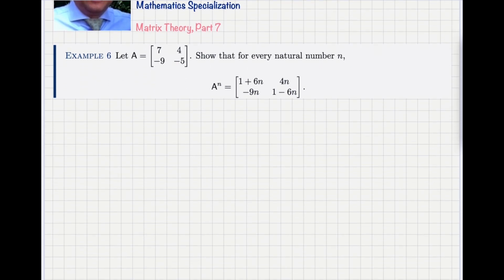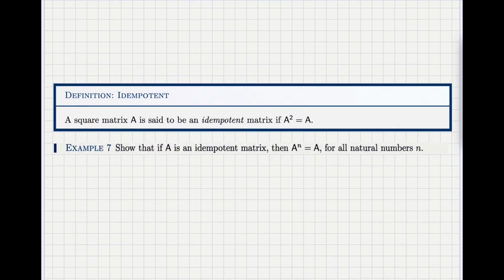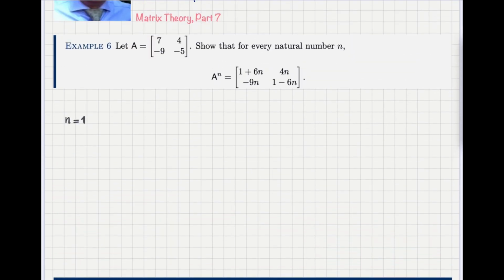Okay, so if we want to use mathematical induction to prove this, you know that first I need to check this for n equals 1. I do not have enough space, so let me just make it a little bit smaller. So n is equal to 1. Then what I do, I would write A to the power 1 is equal to, with a question mark. I put 1 instead of n everywhere.